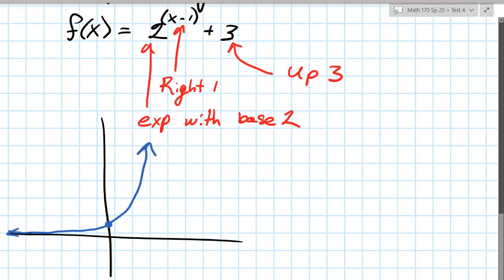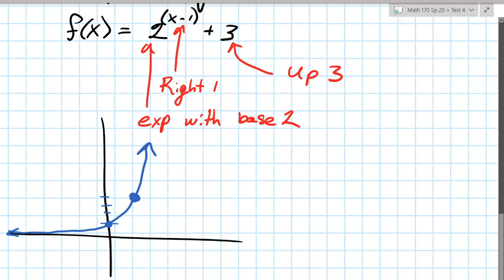really fast. So I'm going to pay attention to two features. I'm going to pay attention to the horizontal asymptote, and I'm going to pay attention to the y-intercept. So if I move the y-intercept to the right 1 and up 3, that'll bring me over to here.